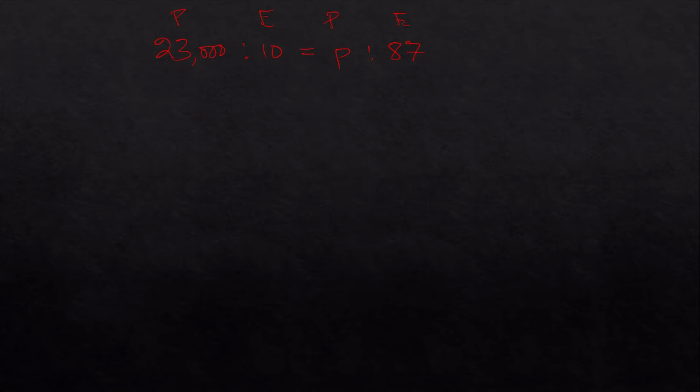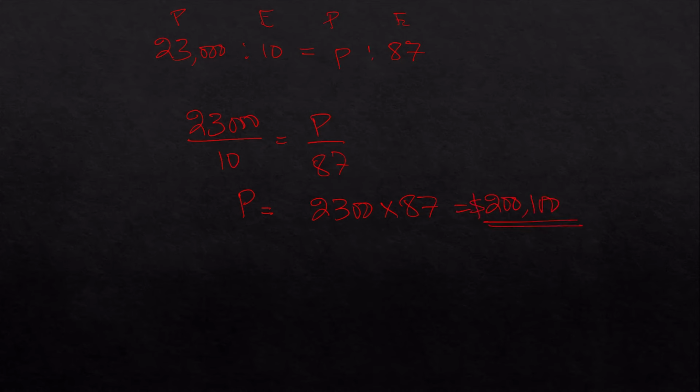So we can find out the profit based on one employee, right? And then we write it P over 87. So we can find out P, and P is going to be 87 into 2300. So 2300 into 87, and that is going to be how much? 200,100. This is the profit of a company having 87 employees. So this is our first question.